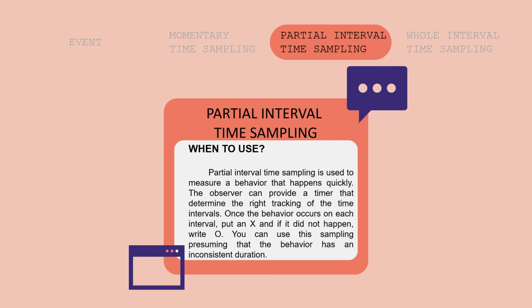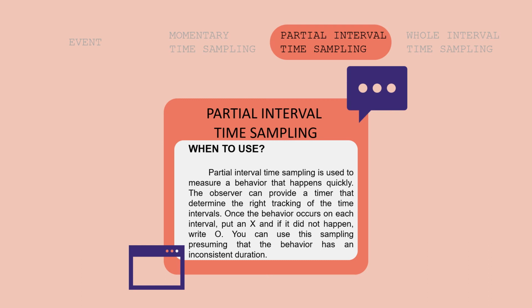Now we have the partial interval time sampling. Partial interval time sampling is used to measure a behavior that happens quickly. The observer can provide a timer that determines the right tracking of the time intervals. Once the behavior occurs in an interval, you can put an X, and if it did not happen, you can write an O. You can use this sampling presuming that the behavior has an inconsistent duration.